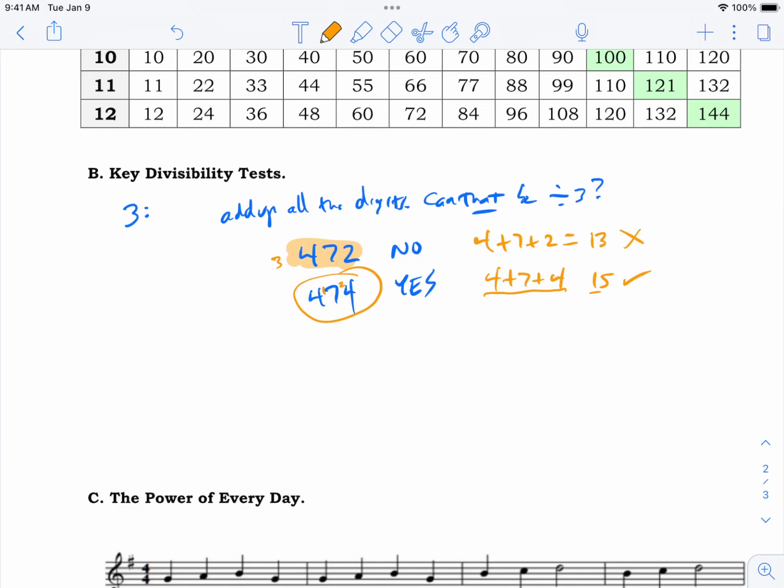So that's the divisibility test for 3. The cool thing is, it's kind of the same for 9. In other words, if you add them all up, and that can be divided by 9, then the whole number can be divided by 9. So neither one of these numbers is divisible by 9. Divisible by 9? Well, 13 is not divisible by 9, so no. 15 is not divisible by 9, so no.